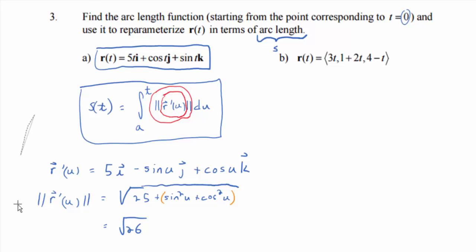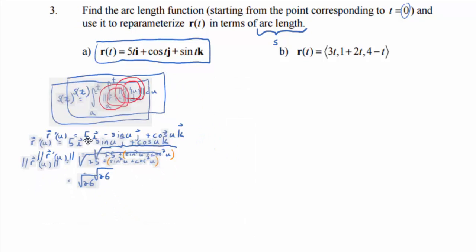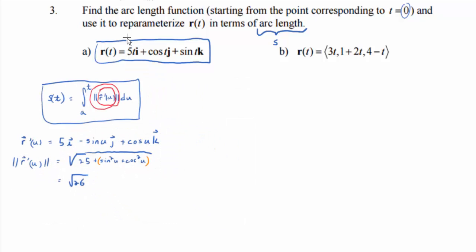Okay, let me create some screen real estate here, so I don't have to scroll down. Okay, so filling in the formula, we get s of t equals the integral from, okay, a we already said was 0 in this case, right? T equals 0 to t of what? Root 26. That's the magnitude of r prime of u. Root 26 du.